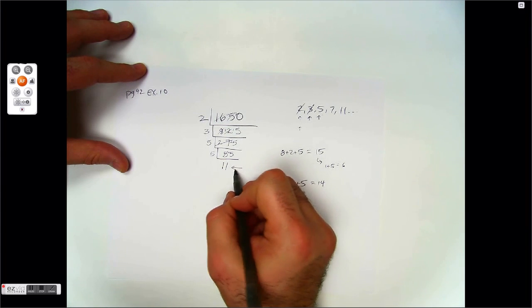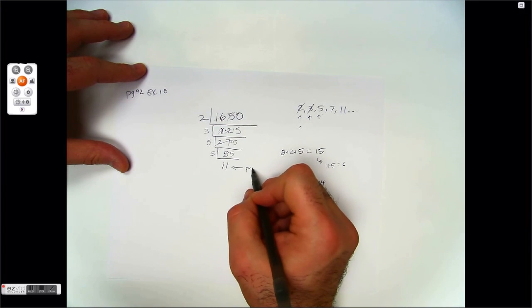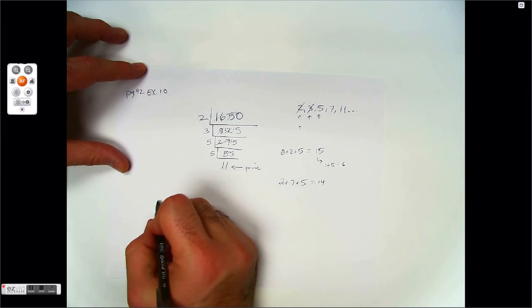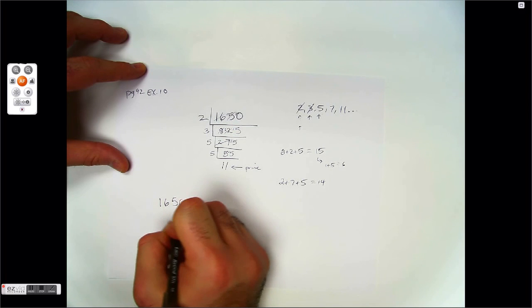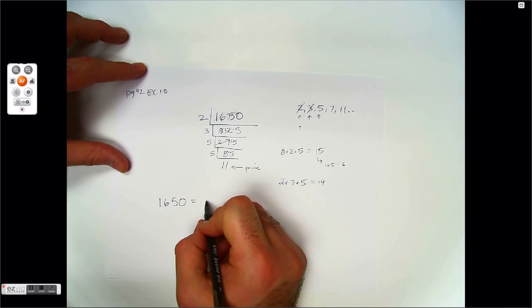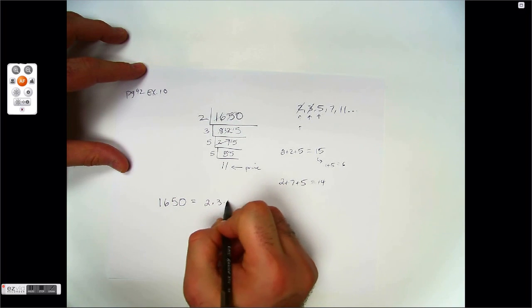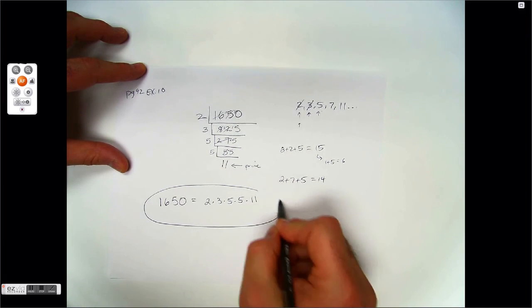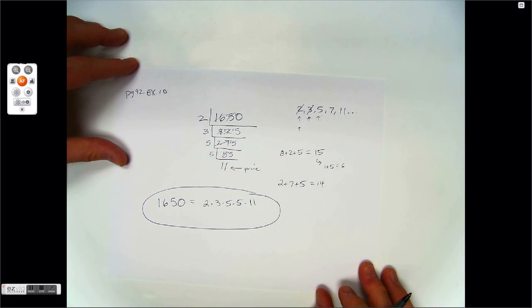11. Once you've reached a prime number, 11's prime, you can stop. You've broken the number down as far as it'll go. So the number 1,650 broken down using prime factorization is 2 times 3 times 5 times 5 times 11. We were able to take this big number and completely break it down using prime factorization.